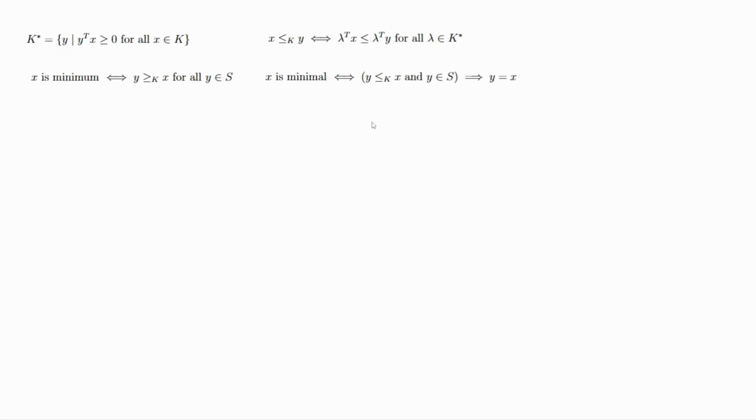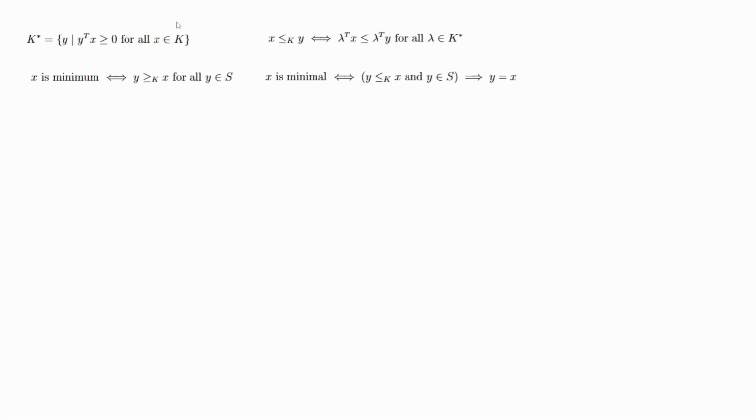Okay, so you probably already anticipated this, but we're going to use dual cones, so this K star over on the left side, to characterize minimum and minimal elements as well. And so K star shows up everywhere, right? I'm getting used to this, but I'm sure I'm going to love K star.